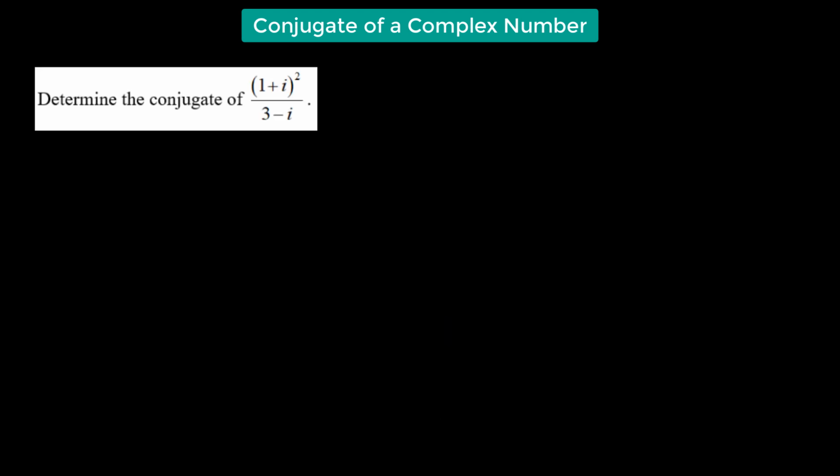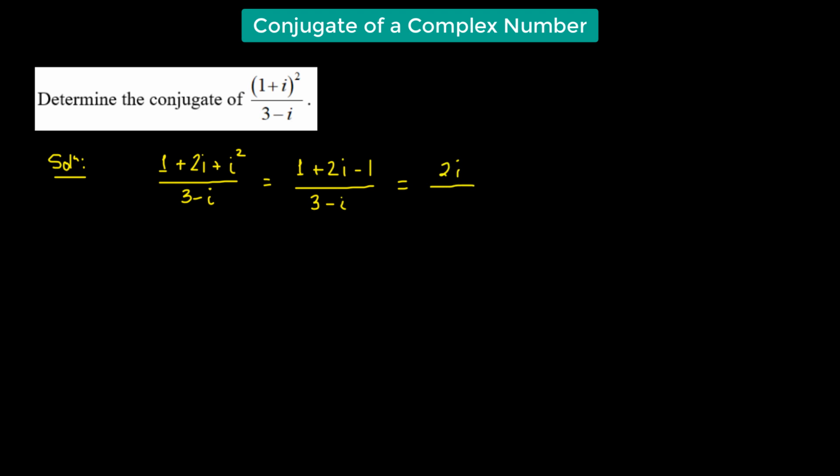So we have to determine the conjugate of 1 plus i whole squared divided by 3 minus i. So let us first simplify the numerator. So we apply the identity a plus b whole squared. So that would give us 1 plus 2i plus i squared divided by 3 minus i, which is equal to 1 plus 2i minus 1 divided by 3 minus i. So the 1 and negative 1 will cancel out each other, leaving us with 2i in the numerator and 3 minus i in the denominator.